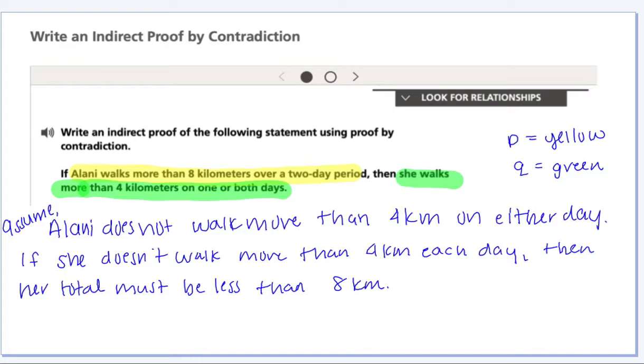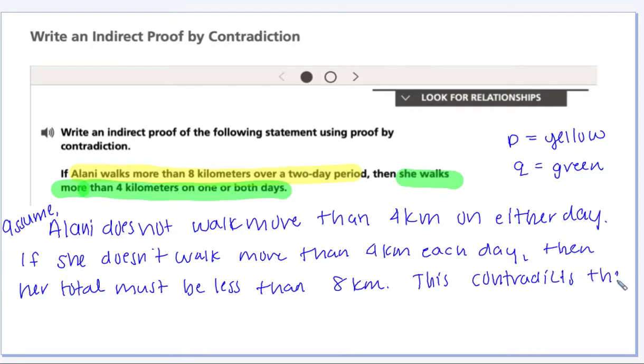Well, now we've just reached some sort of contradiction here. So again, what I assumed in the very beginning is going to lead to a contradiction. I would then go back and say that Q must be true. So assume Alani does not walk more than 4 kilometers on either day. If she doesn't walk more than 4 kilometers on each day, then her total must be less than 8 kilometers. But again, this contradicts the original statement.